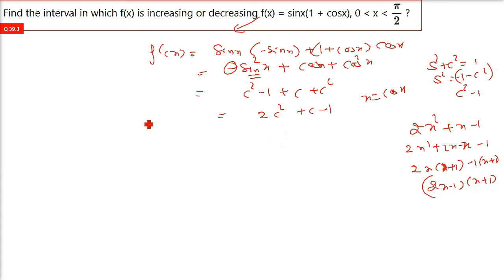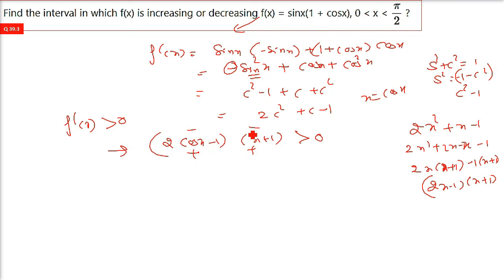So what are you going to get? See, this is f dash x we have found out. In order to find where it is increasing, first let me write the factors here: 2 cos x minus 1 and cos x plus 1. So I am taking case 1 where f dash x should be greater than or equal to 0, or greater than 0. Greater than 0 means both should be positive or both should be negative. Even if you take both positive or both negative, you are going to end up with the same scenario. That means 2 cos x minus 1 should be greater than 0 and cos x plus 1 should be greater than 0.